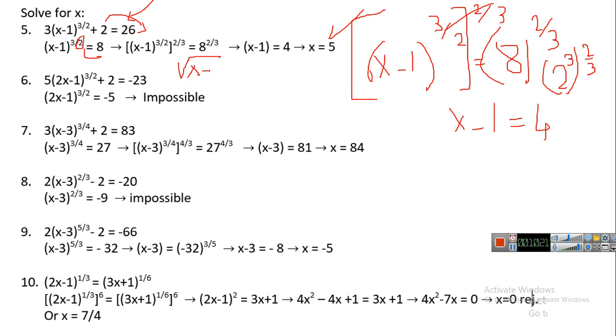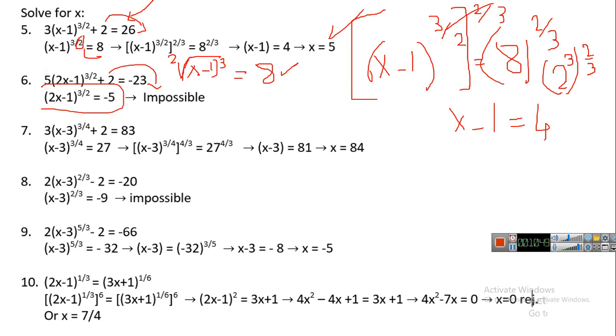(x minus 1): here you have a square root and the cubic root equal to 8. If x is 5, 5 minus 1 is 4, positive, so it's positive. You don't have impossible for negative. You have impossible if you have negative. Like this one, if you want to solve it, you're going to get minus 5. You take the 2, minus 25 over 5 is minus 5.